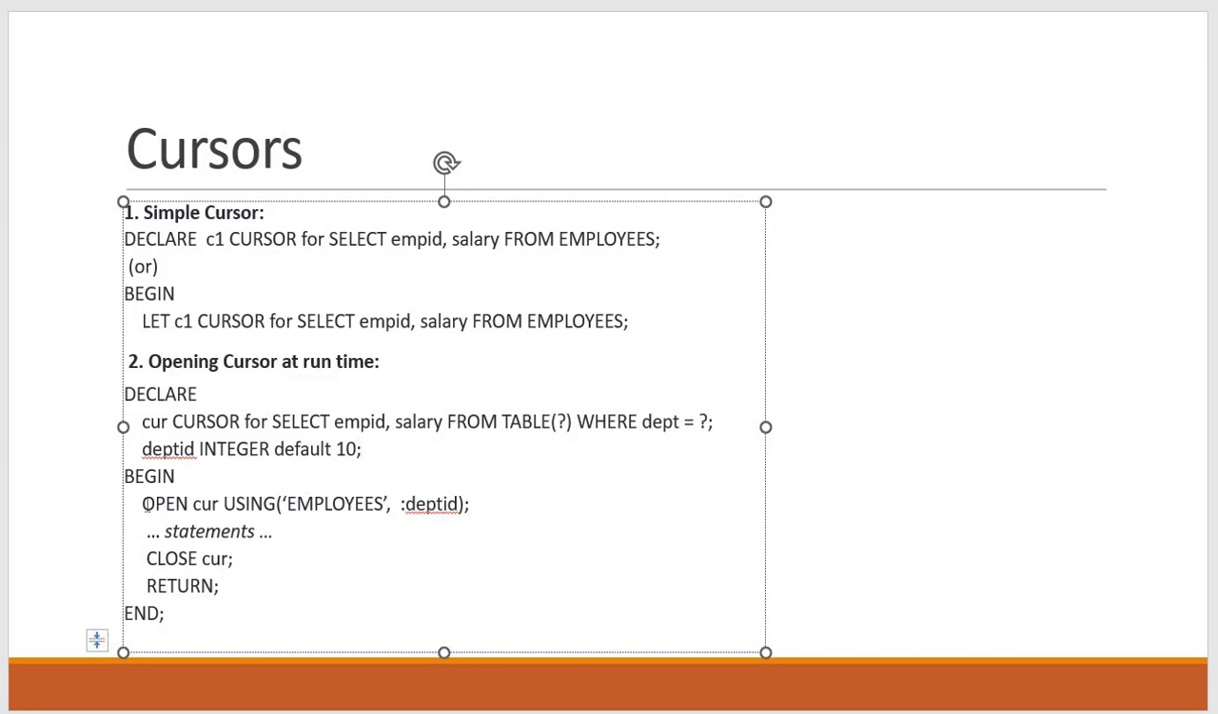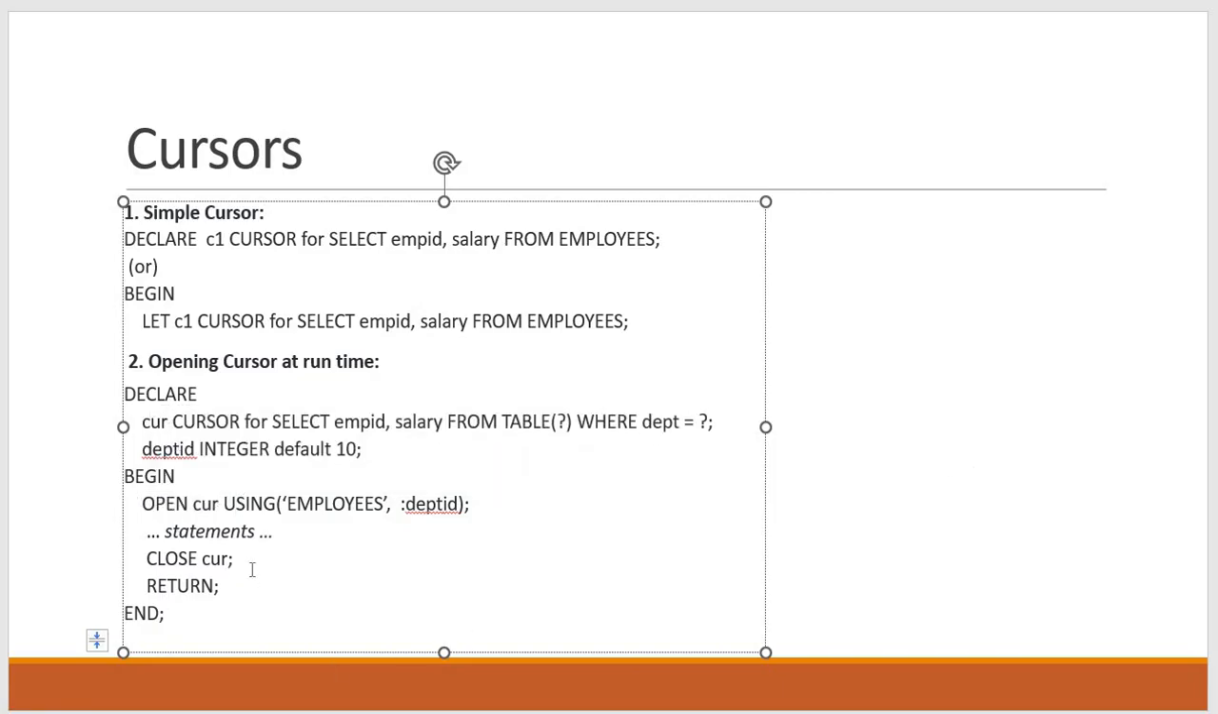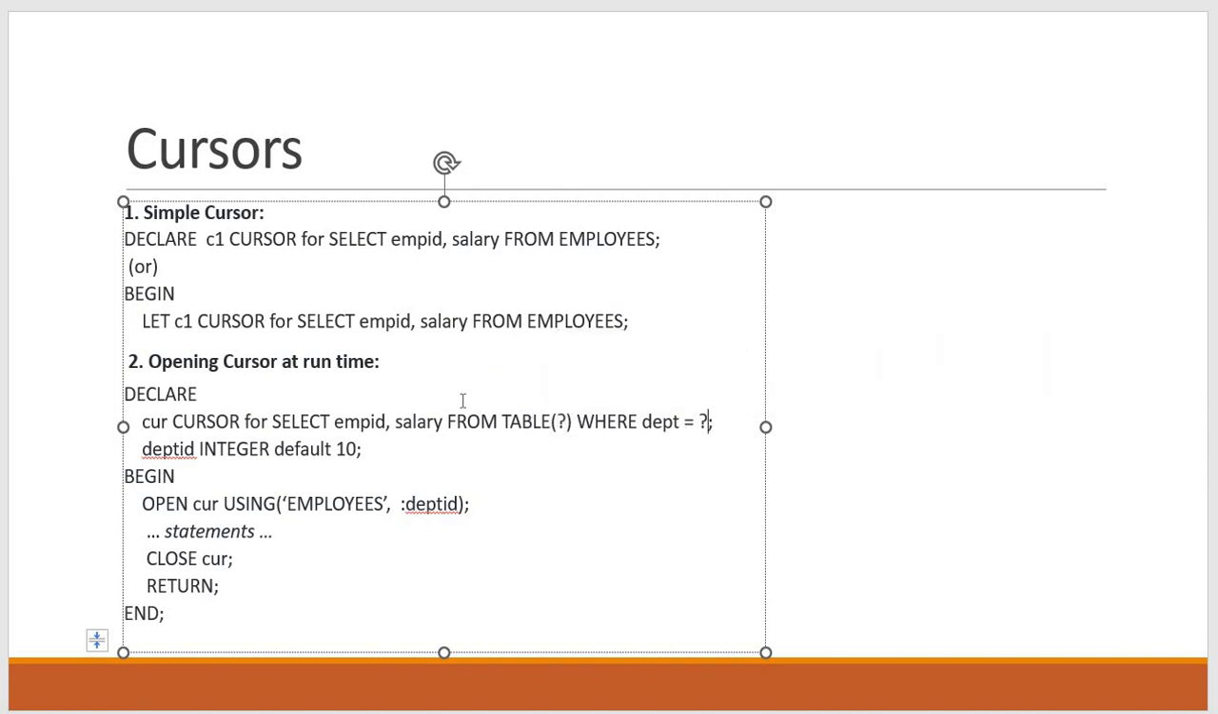Okay, so see this. In this case, I told you, right? Open cursor is mandatory when you want to open a cursor dynamically. So here I am opening the cursor. Open cur is the variable I have declared, using employees, department ID. If you see, there are two bind variables, right? Here one and here one. So I have to pass two values to these bind variables while opening the cursor.